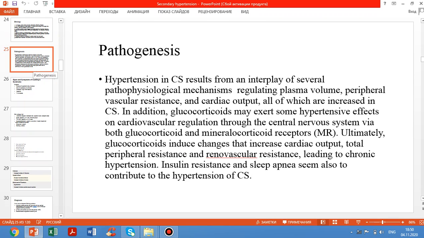In addition, glucocorticoids may exert some hypertensive effects on cardiovascular regulation through the central nervous system via both glucocorticoid and mineralocorticoid receptors. Ultimately, glucocorticoids induce changes that increase cardiac output, total peripheral resistance, and renovascular resistance, leading to chronic hypertension. Insulin resistance and sleep apnea seem also to contribute to the hypertension of Cushing syndrome.